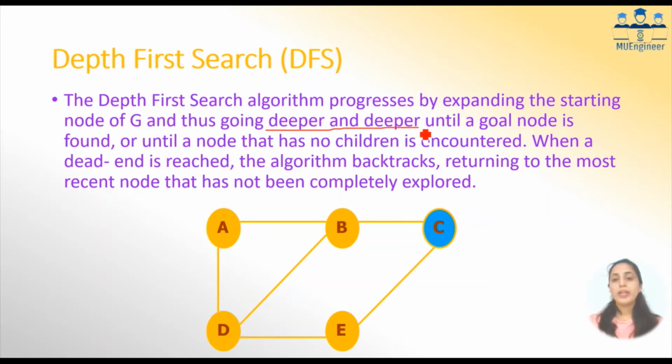Here we are doing something else. We are going deeper and deeper until the goal node or the leaf node or the deepest node in your graph is found, the node which has no more children left, when a dead end is reached. And once you reach a dead end, you have to backtrack, and while coming back, you have to visit the unvisited nodes also, returning to the most recent node that has not been completely explored.